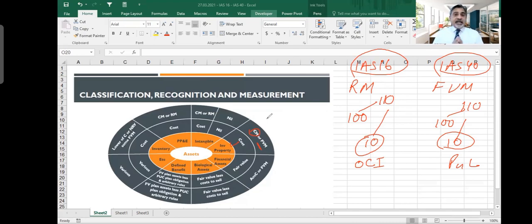This is one. Gains and losses on IAS 16 go to OCI. Why they go to OCI, I will explain. I will not ask you just to remember it; I will explain why. And gains and losses under the fair value model should go to P&L. Okay, so that is clear.